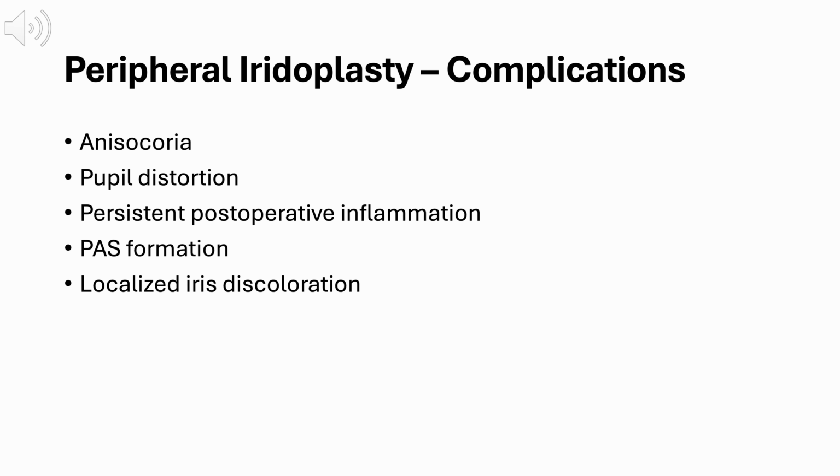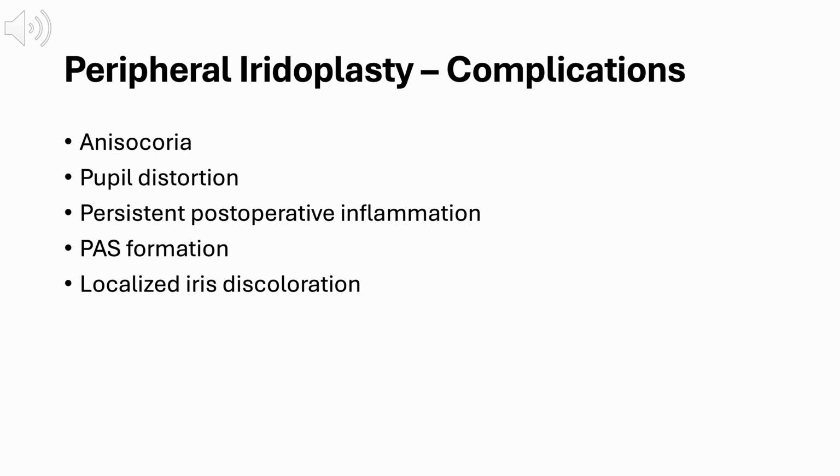Complications from iridoplasty are generally uncommon, but they do reflect the fact that we're applying thermal energy directly to the peripheral iris. You can see anisocoria or subtle pupil distortion if the burns influence iris mechanics. Some patients experience prolonged inflammation, and in rare cases, the treatment can contribute to peripheral anterior synechia rather than relieving crowding. Localized iris discoloration is another benign but noticeable effect. Most of these issues are mild, but they're worth keeping in mind when deciding whether iridoplasty adds meaningful benefit for a given anatomy.